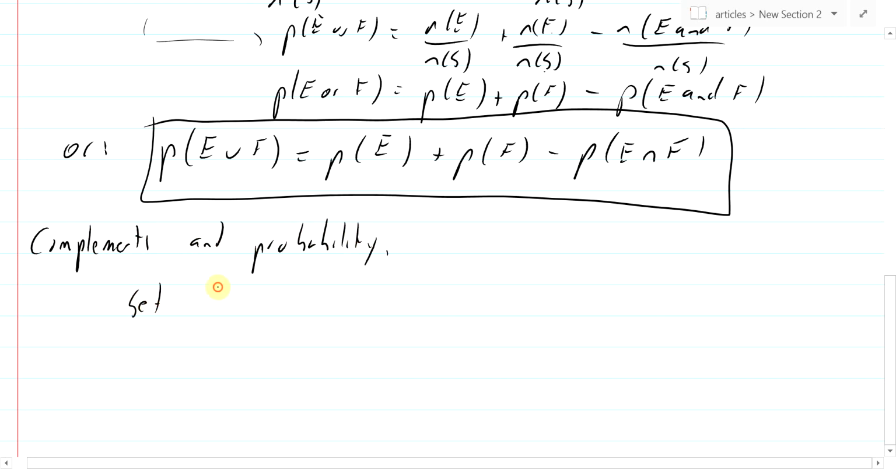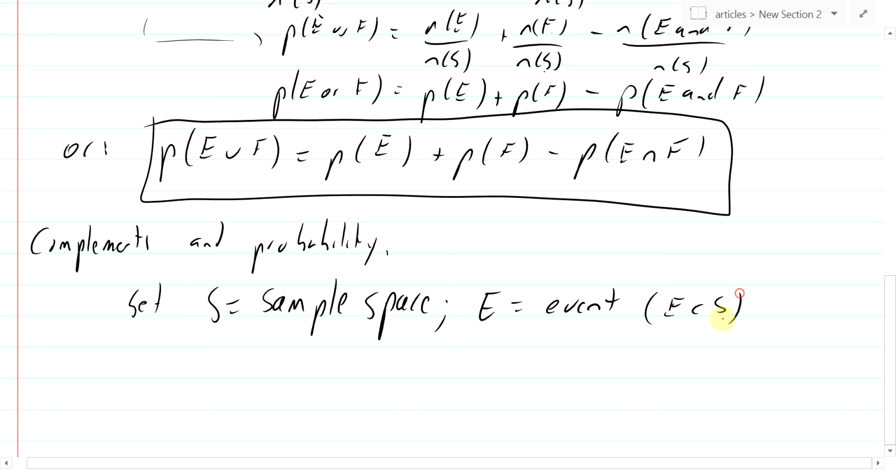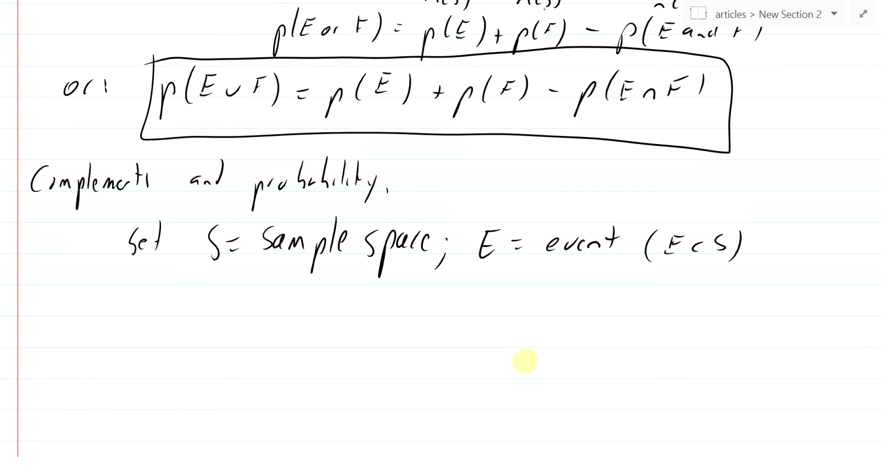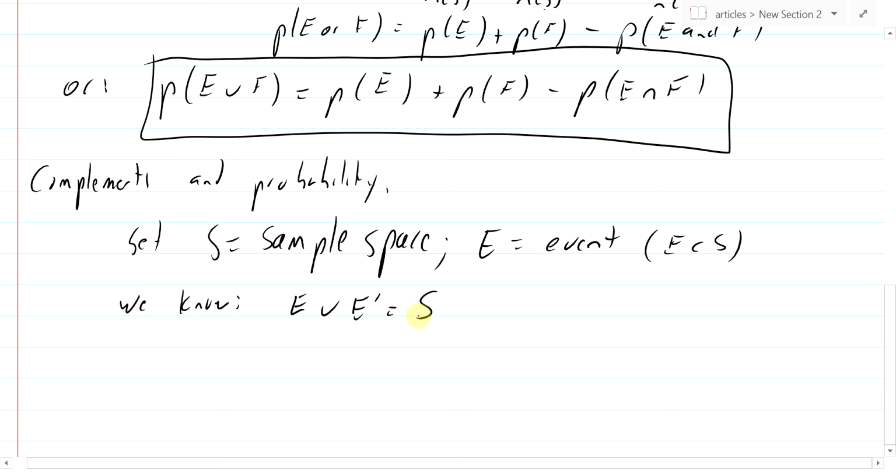Again, we set S, that's our sample space, that's all possible things that can happen. E is some event, it's some subset of things that can happen. Now, what do we know about complements? Well, E union E prime is all possible outcomes, right? Every event, everything that can happen either is part of E or it's not part of E. Everything in S is either part of E or it's not part of E. So E union E prime equals S, and E intersection E prime equals the empty set. There's nothing that's both in E and not in E at the same time.